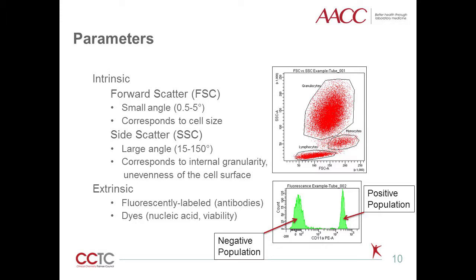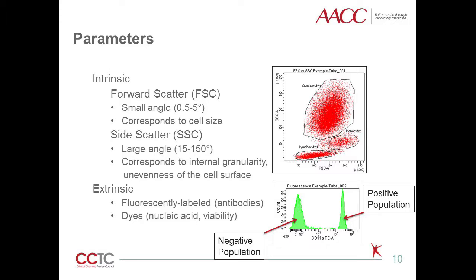After lysis of the red blood cells, it is possible to separate the three major white blood cell subpopulations, lymphocytes, monocytes, and granulocytes, using these two parameters alone. Lymphocytes, which are the smallest and have minimal internal complexity, are low on both the forward scatter and side scatter axes. Granulocytes, which are larger and have a high degree of internal complexity, are higher than the lymphocytes on both axes.